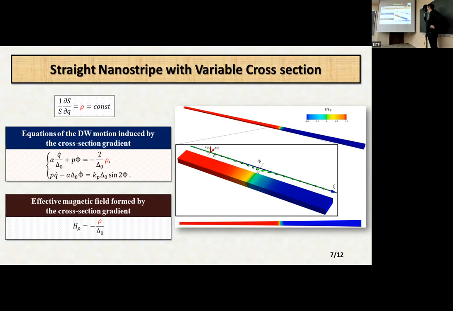In other words, we have simplified the effect of variable cross-sectional area to the effect of an external magnetic field, which is already well studied. And here is the effective magnetic field of this cross-sectional gradient.